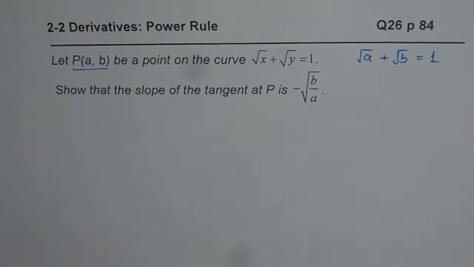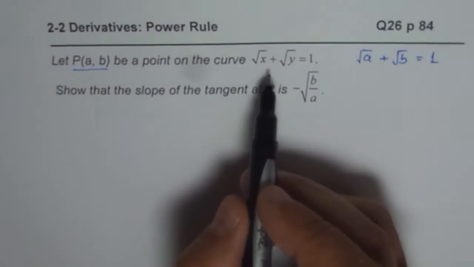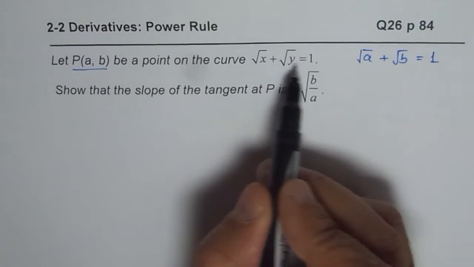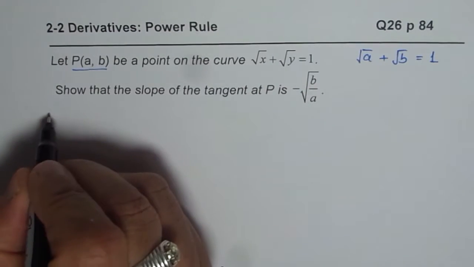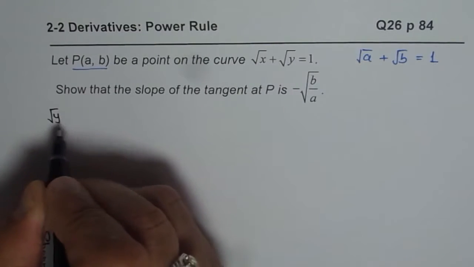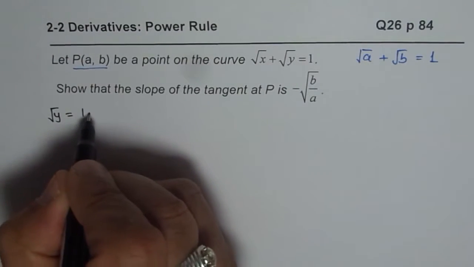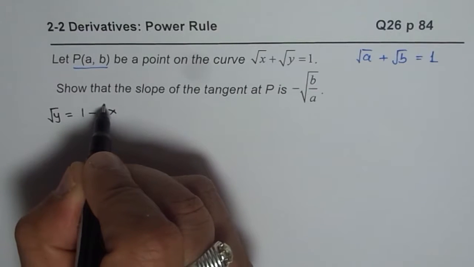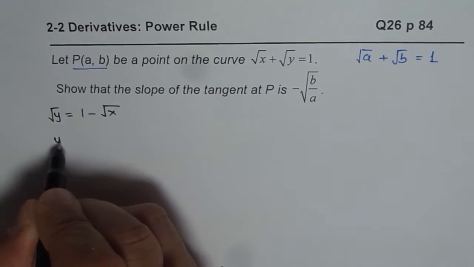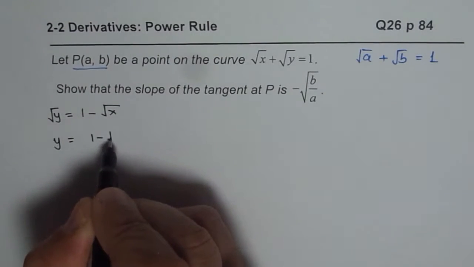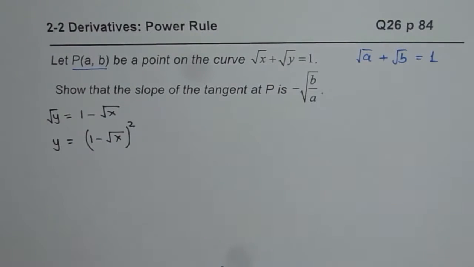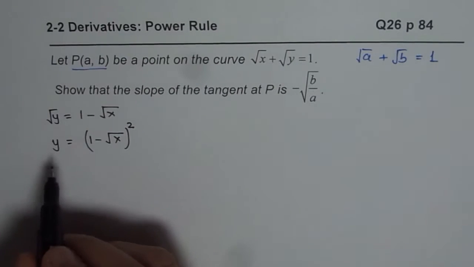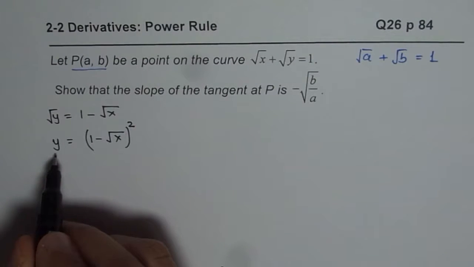Now, to solve this question, we have an equation which has x and y terms combined. So let us isolate y first. We can isolate y by saying square root of y equals 1 minus square root of x, right? Now if I square this, I get y equals (1 minus square root of x) whole squared. Correct? So that is how we can isolate y. And now we can find the derivative dy/dx here.